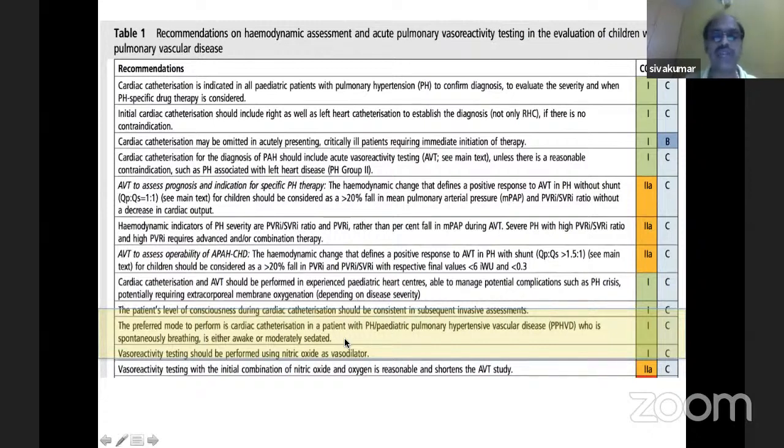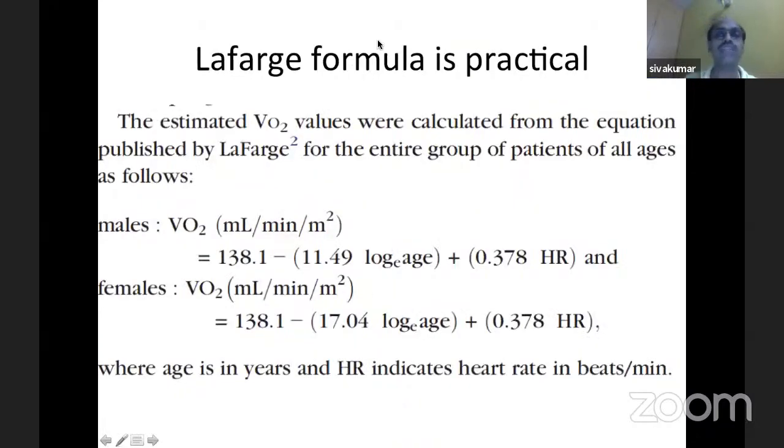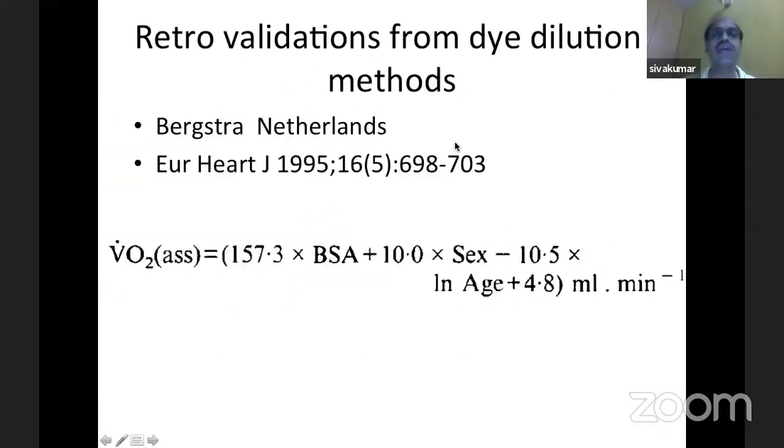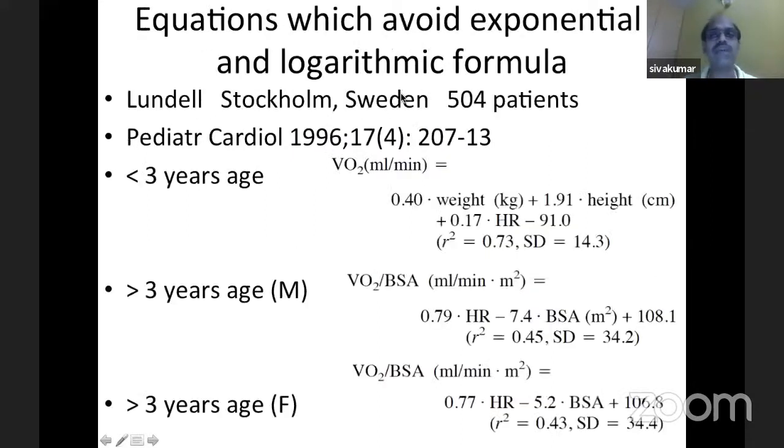Universally, it is understood and accepted that the estimated VO2 is good enough. The Lafarge formula is practical. The formula is based on a constant in relation to age and in relation to heart rate. There are some other people who have assessed this, some of them, like Bergstra, with the dye dilution method. There are methods that avoid these exponential and logarithmic equations. One such equation is called the Lundell formula.